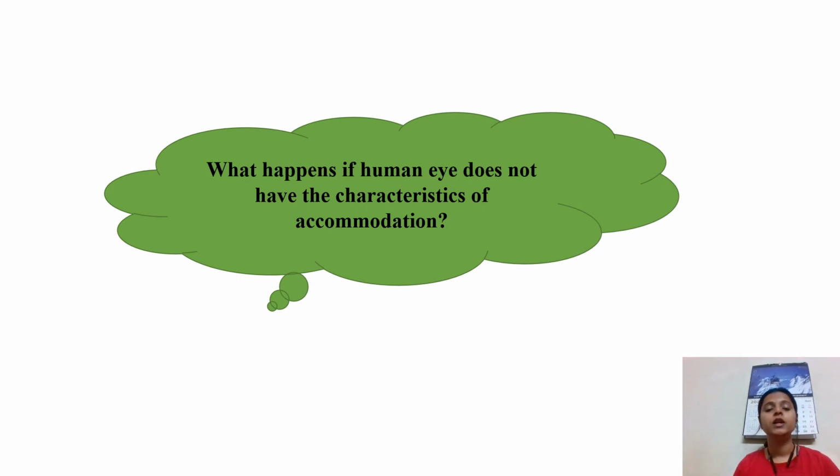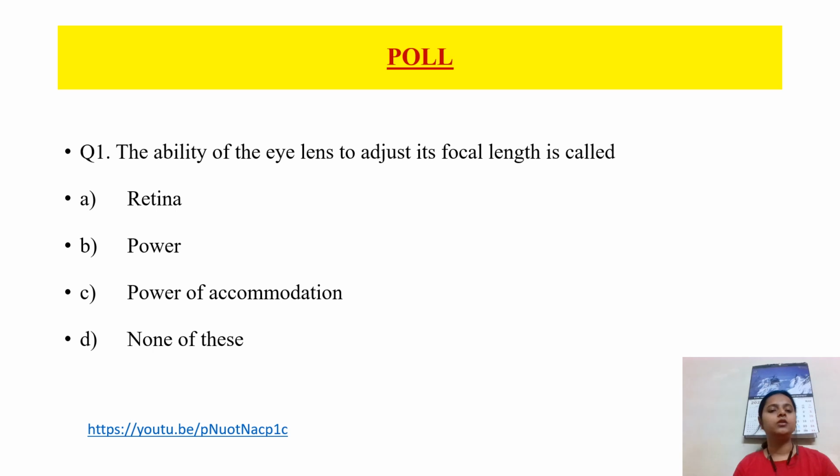Now let's move further, and you can write down your answers in the chat box and I will look at them. Students, now we have another question. The ability of the eye lens to adjust its focal length is called: retina, power, power of accommodation, or none of these. I want you to give the answers very quickly in the chat box. Yes, it is power of accommodation. Very good, you are all right. Now I think it is clear to you all, so let's move further.